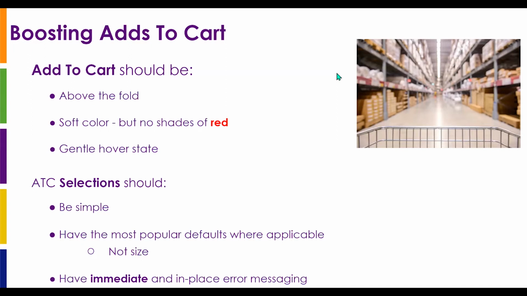And have immediate and in-place error messaging, right? If they haven't selected something, it should very gently, carefully tell them right there and then, don't take them off somewhere else. But test these as well as A/B testing.